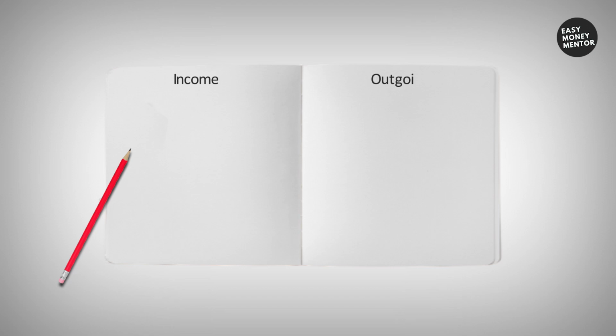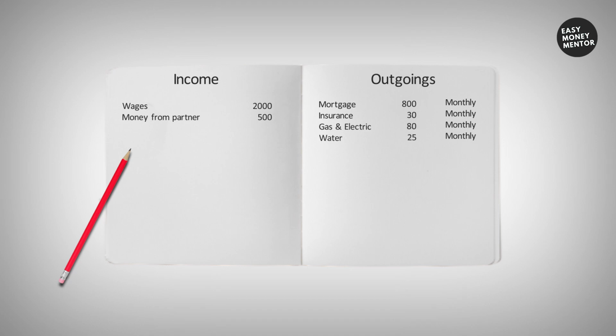Okay, let's have a quick review of our example data that we will enter into our tracker. We have two sources of income, our wages and money provided by a partner. Then we have our mortgage and insurance costs, which are fixed monthly payments. Next, we have our utility bills, which are also monthly costs.